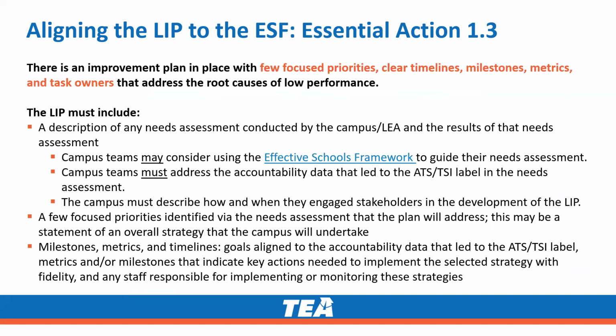So we'll start with our first key practice in Essential Action 1.3, which is that there is an improvement plan in place with few focused priorities, clear timelines, milestones, metrics, and task owners that address the root causes of low performance.